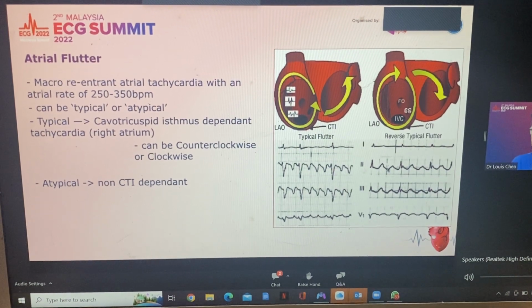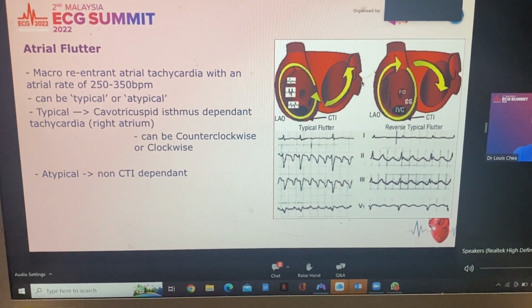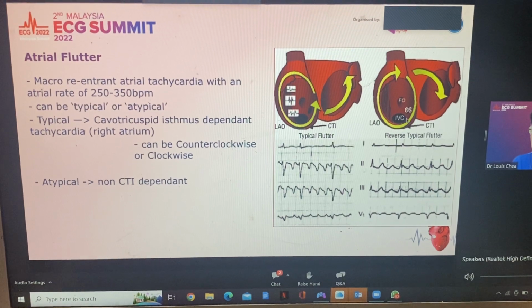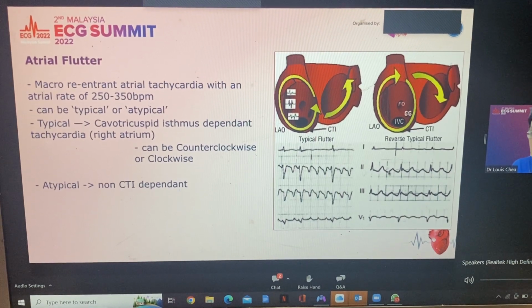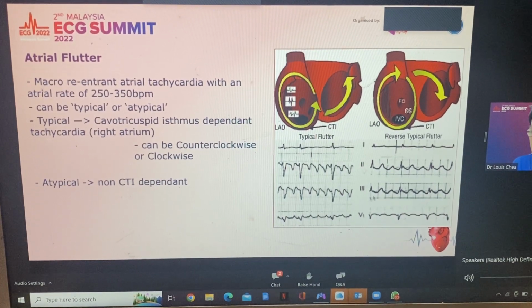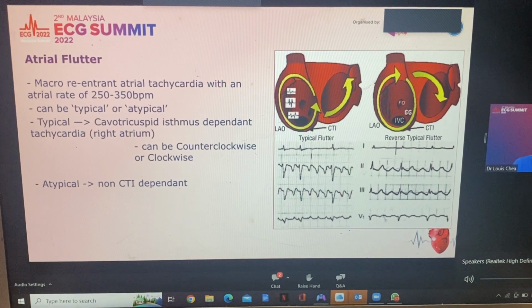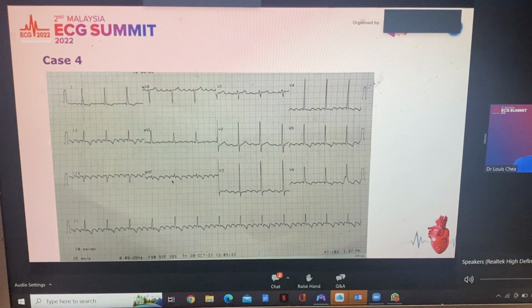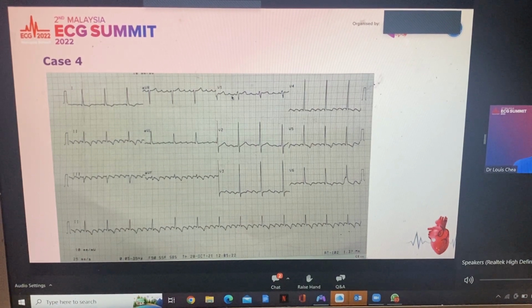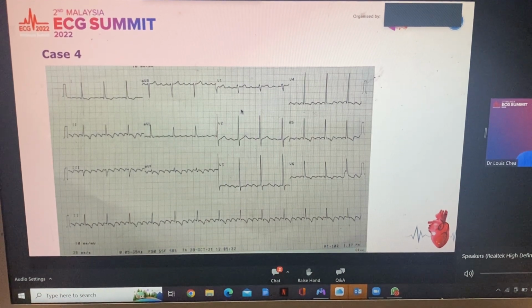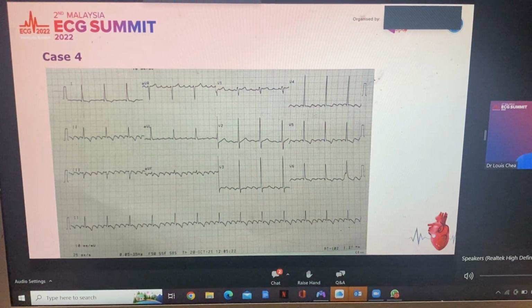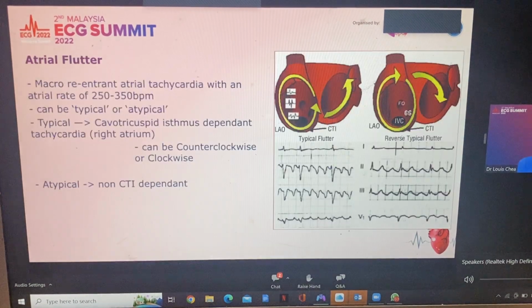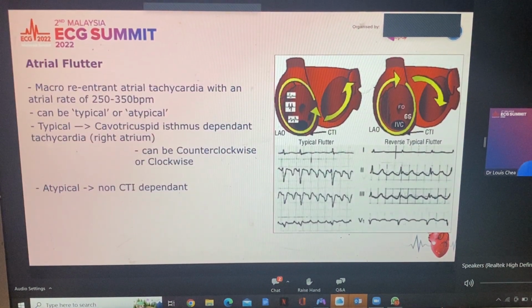And if it's clockwise direction, which is reverse typical flutter, you will see the flutter waves positive over 2, 3, aVF and negative over V1. So in our case, it's negative in 2, 3, aVF and positive in V1, which makes this a typical counterclockwise flutter, which most likely is CTI dependent, but that can only be diagnosed in the lab.